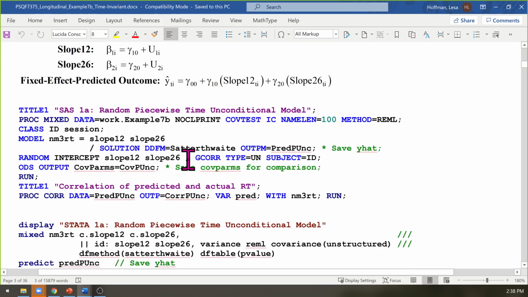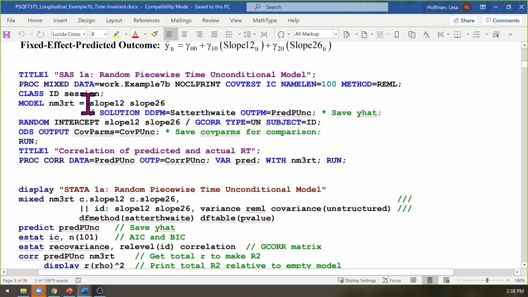So here's the code for my model. The outcome in this case is response time to the number match 3 condition. There's also a number match 6 variable in this particular data set that I use for multivariate examples. I have my 2 slopes as fixed effects. I don't have to write the fixed intercept because it's implied. I have my 2 slopes also as random effects, and I do have to write the intercept in SAS because it is not implied.